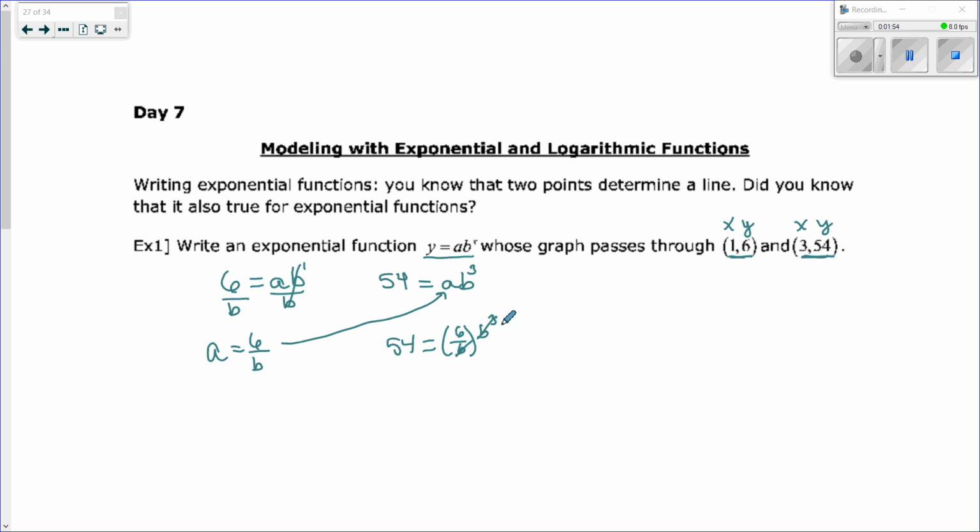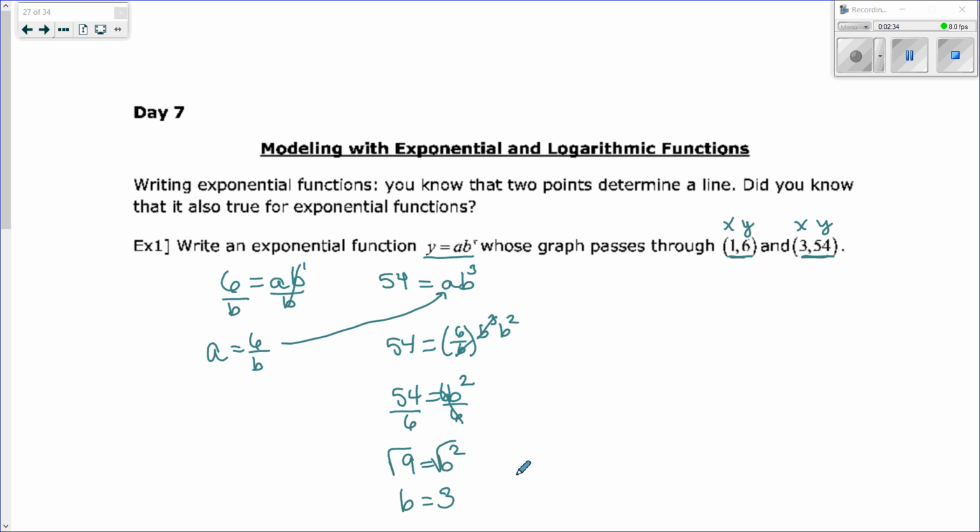So that means this b and this b are going to cancel out, and I'm going to be left with b squared. So 54 equals 6 b squared. I got my 6 there. Now divide by 6. So 9 is equal to b squared, square root. So b is equal to 3. We don't use the negative because the base is not going to be negative.